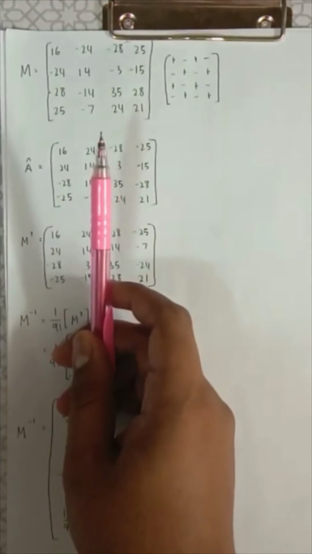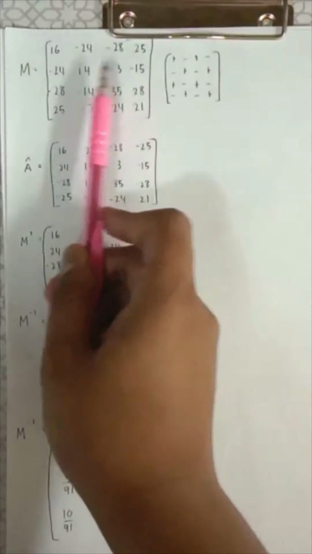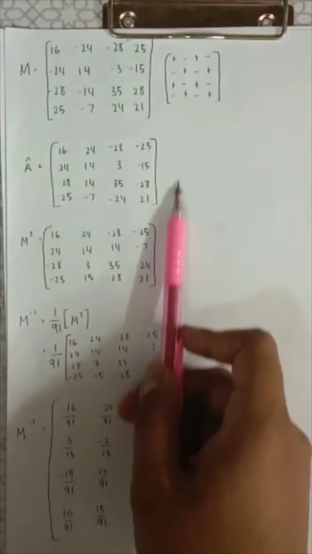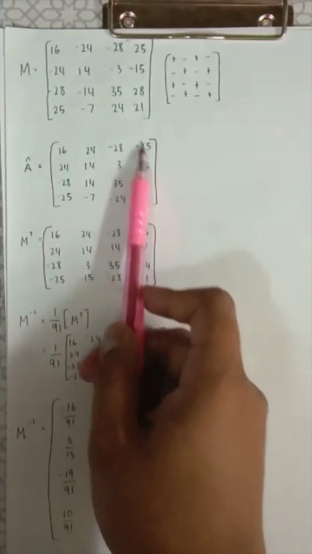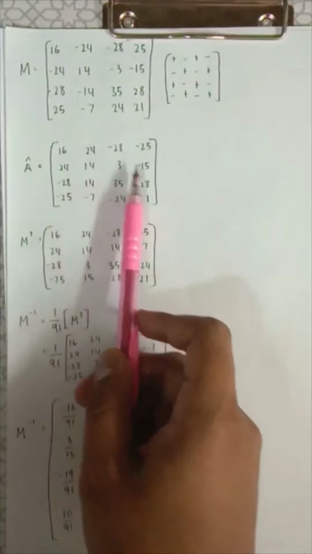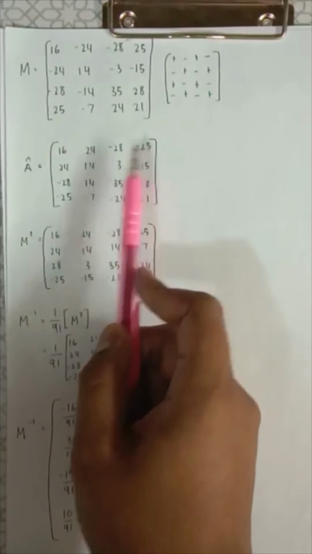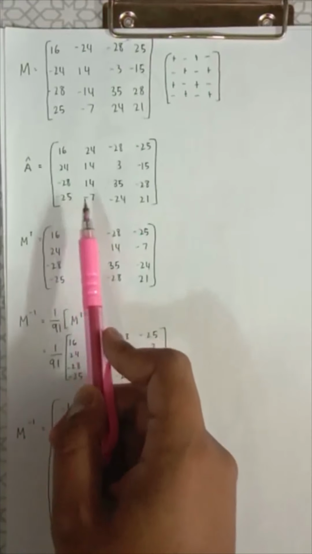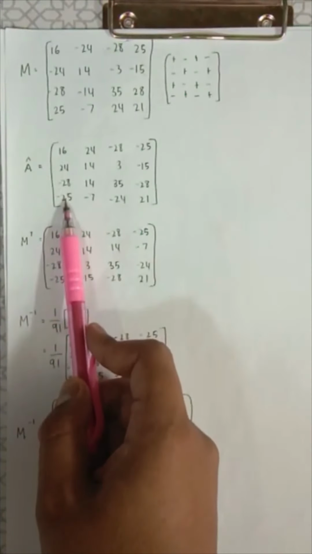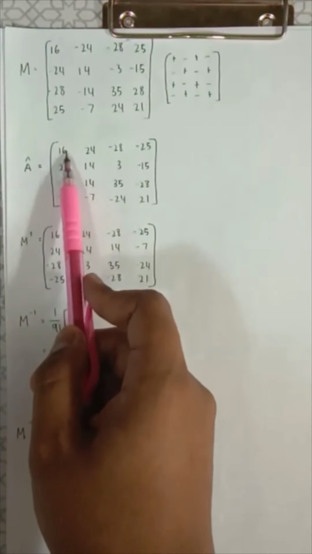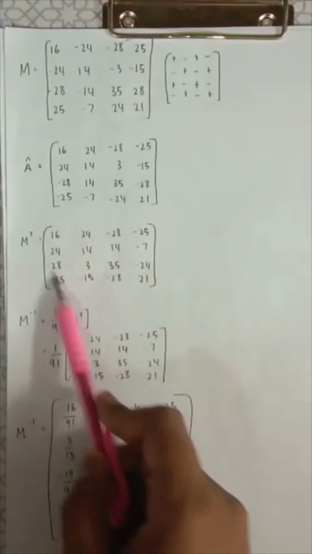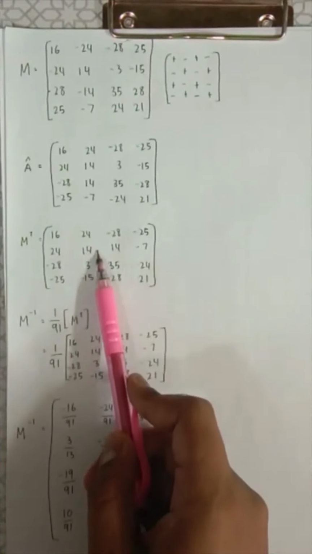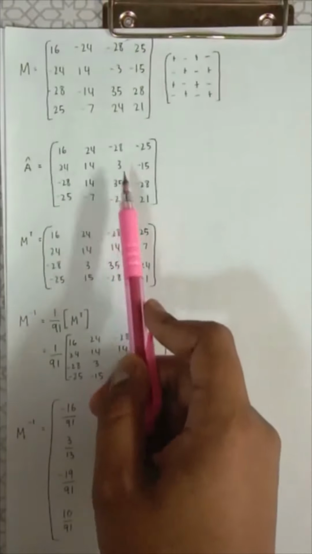After that, we have to find the cofactor for this minor. This is the cofactor for this minor, and after we get the cofactor, we have to adjoin it by changing the row and the column. We need to change the first column to be the first row, like this. So it will be like this after all the rows and columns are changed.